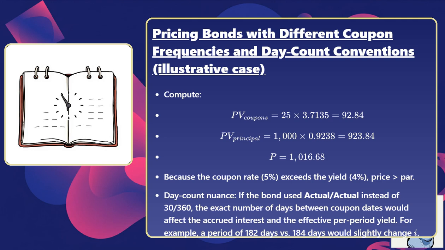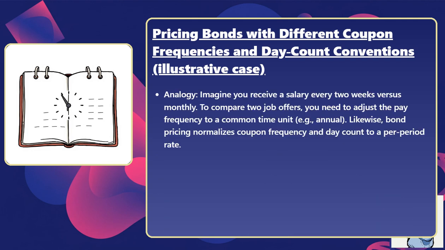Day count nuance. If the bond used actual over actual instead of 30/360, the exact number of days between coupon dates would affect the accrued interest and the effective per period yield. For example, a period of 182 days versus 184 days would slightly change I. Analogy, imagine you receive a salary every 2 weeks versus monthly. To compare two job offers, you need to adjust the pay frequency to a common time unit, for example, annual. Likewise, bond pricing normalizes coupon frequency and day count to a per period rate.